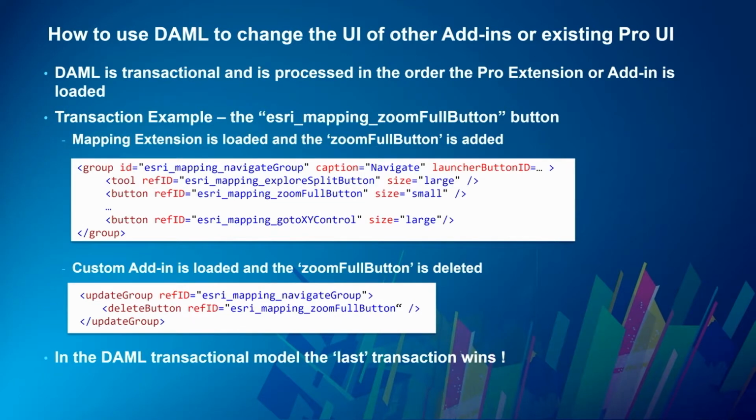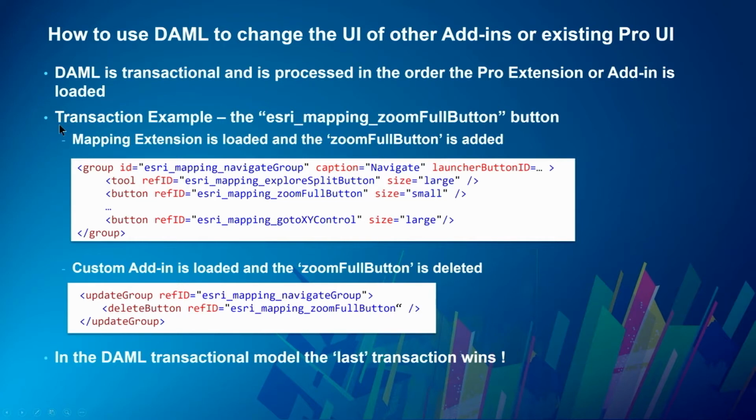Okay, how do we use the DAML to change the UI of other add-ins or of the existing Pro UI? So we already learned that the DAML is transactional, and it is processed in the order of the Pro extensions or add-ins, how they are loaded. So it's kind of a first come and then be replaced by the follow-ups. So the last transaction will always win. We're going to see that later.